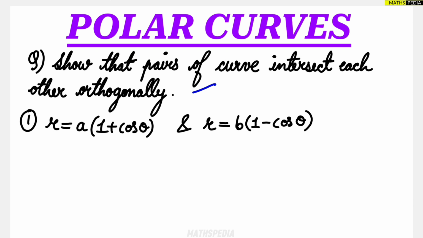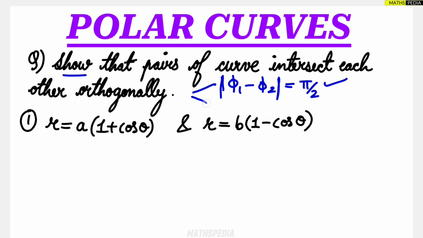The first way is to find the phi 1 and phi 2 values and take the difference of both. If we are getting pi by 2, then they intersect orthogonally. Very simple. Phi 1 is for the first curve and phi 2 for the second curve, or vice versa, because we are taking the modulus, which means you will only get a positive value. So if the question says show, you have to get the value of pi by 2 directly.